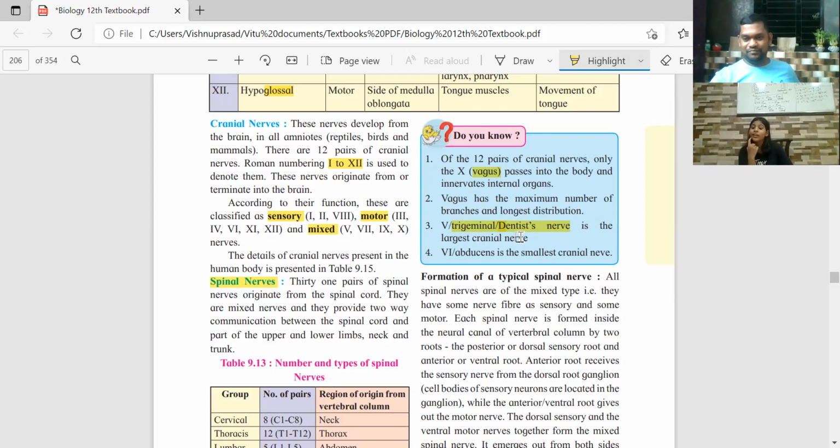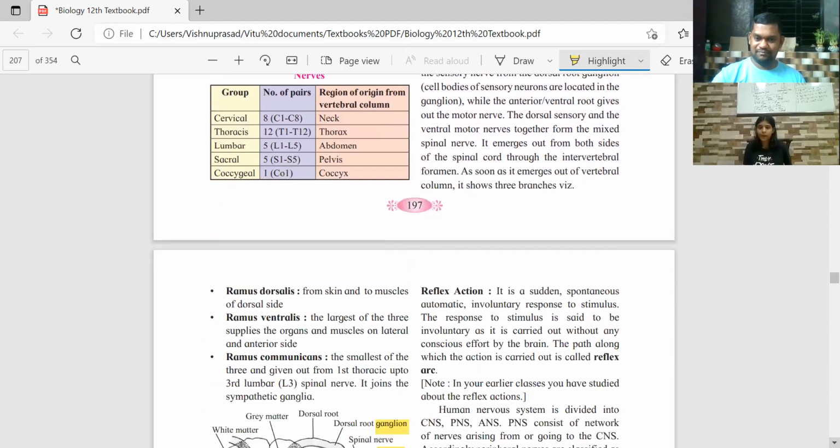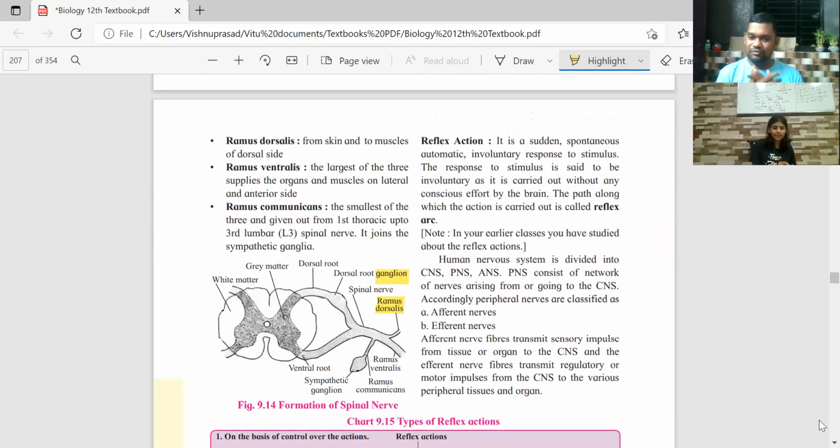It supplies over here. Similarly, the sixth one, called abducens, is the smallest cranial nerve. All these facts can very popularly be asked in exams: which one is largest, which one is smallest, and whatever unique points. Understand them properly.